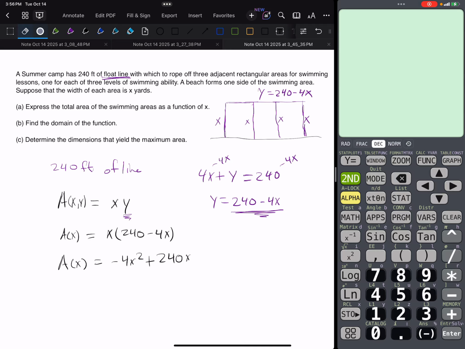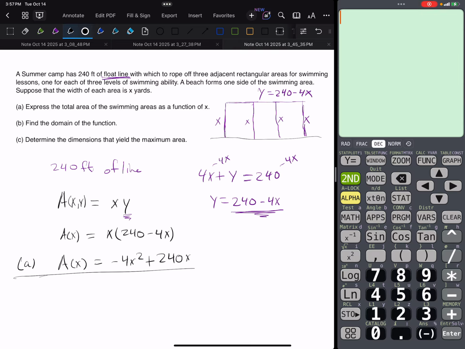How do I actually get there? Well, the first thing I've got to do, I'm done with A, right? This was part A. That's done. I've got my area as a function of x. Now they ask me to find the domain of the function because they want me to figure out in this particular application what x values actually make sense. Because it's really important to know what x values in this particular application are valid.